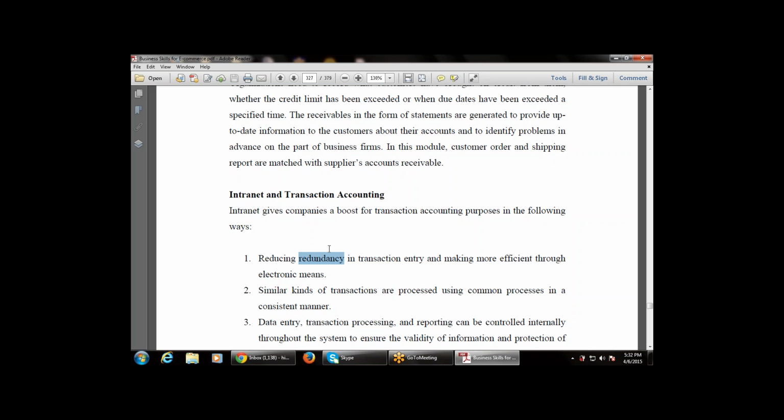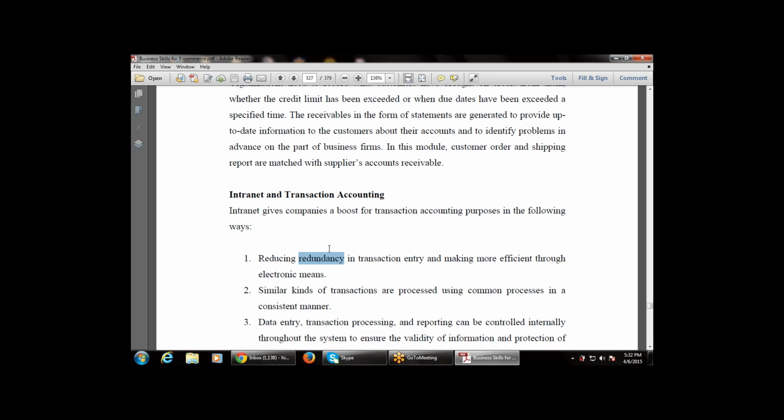The first advantage is that it reduces redundancy, that is, it reduces duplication in transaction entry. There is no duplication whenever we use the internet in transaction accounting. Next, similar kinds of transactions are processed using common processes in a consistent manner. That is, similar kinds of transactions are processed in a similar way.